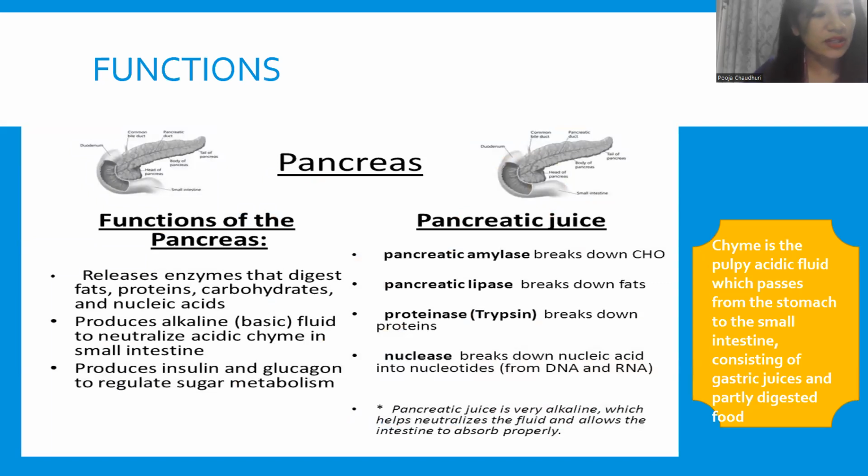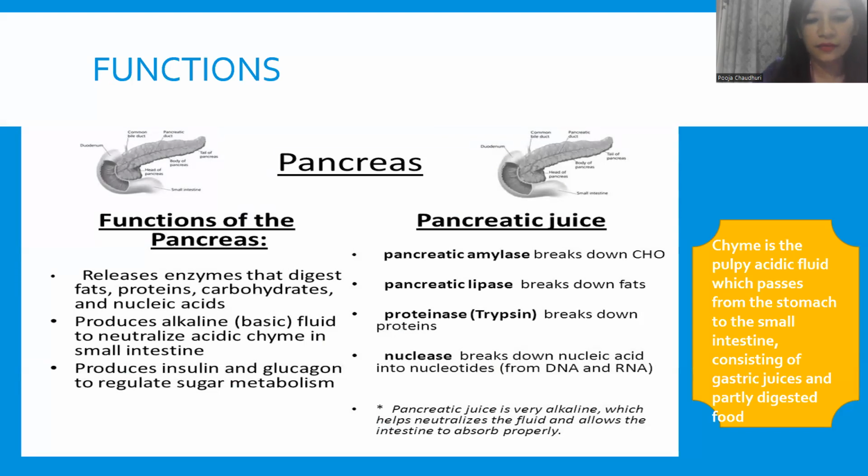So next we come to the functions of the pancreas. As we already know, the pancreas aids in digestion, right? It releases enzymes that digest fats, proteins, carbohydrates, and nucleic acids, and it also produces alkaline fluid to neutralize the acidic chyme in the small intestine, and it produces insulin and glucagon to regulate sugar metabolism. As we already know, the pancreas is a unique organ, as it fulfills both exocrine and endocrine roles.